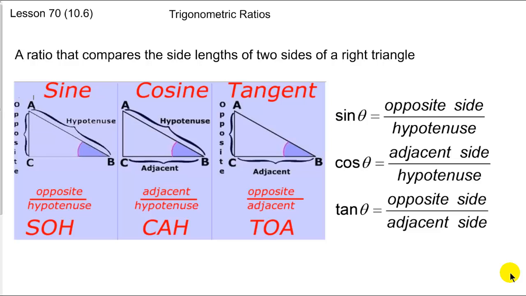So Pythagoras related sides of right triangles to other sides. The sum of the squares of two sides is equal to the square of the hypotenuse. Trigonometric ratios, which we're going to talk about today, relate the angle measures of right triangles to ratios of sides. And once again, a ratio is just a fraction.